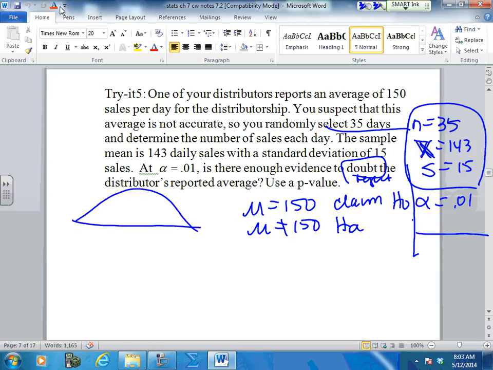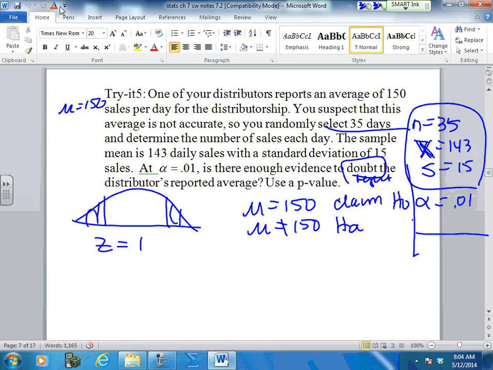So here's your two-tailed test. You're just saying it's not equal to. I don't care if it's less than. I don't care if it's greater than. I just don't want it to be equal to. So a two-tailed test means you have two options, and you're just going to either add them or multiply one of them by 2.